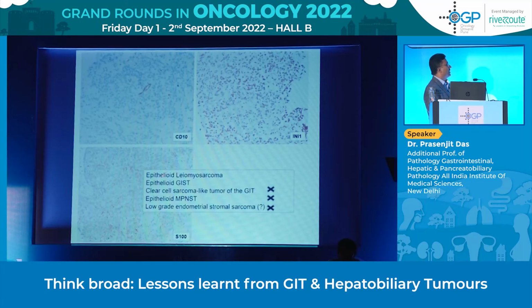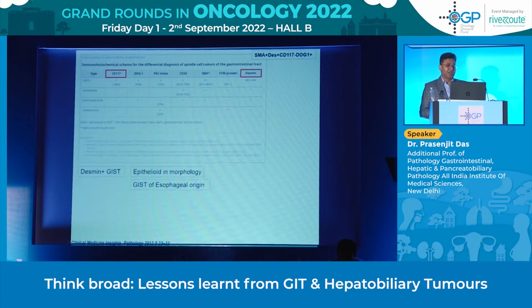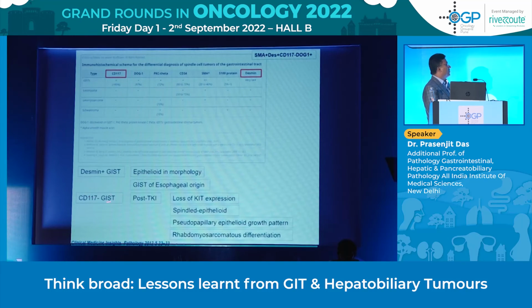Now, we still have a differential of either epithelioid leiomyosarcoma or epithelioid GIST because of morphology and this type of overlapping IHC. If we talk about the classical teaching, in a GIST, desmin comes very rarely positive, okay? If you see a GIST which is desmin positive, that too diffusely, you should think of some special scenarios, like the GIST can be epithelioid in morphology like our tumor, or if the GIST is esophageal in origin, okay? In this case, it can show desmin positivity. On the other hand, CD117-negative GIST can be seen if there is a previous treatment with tyrosine kinase inhibitor. Tyrosine kinase inhibitor therapy, we don't know what the treatment detail was in this patient.